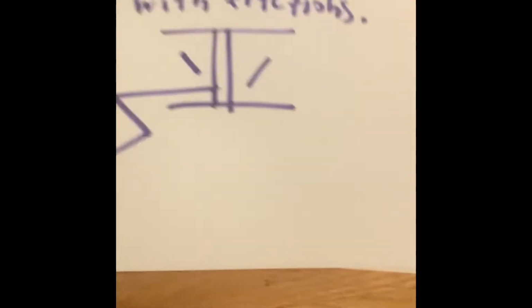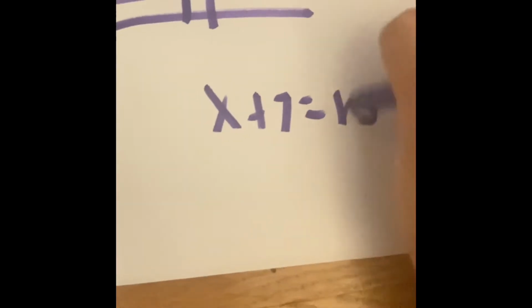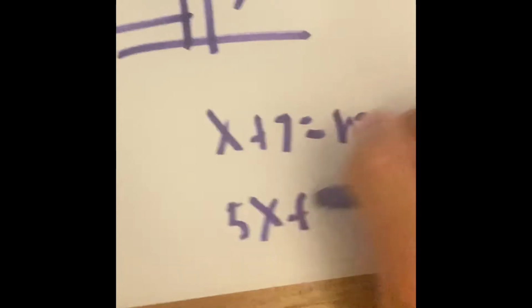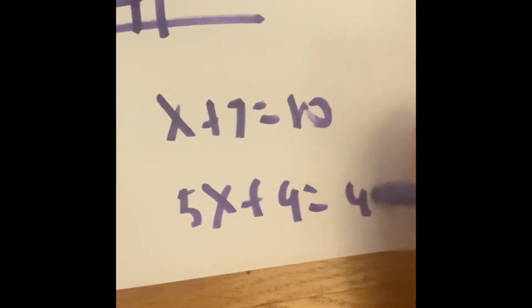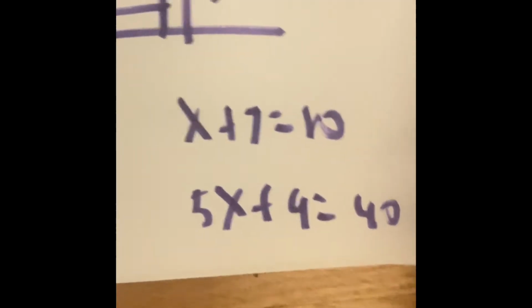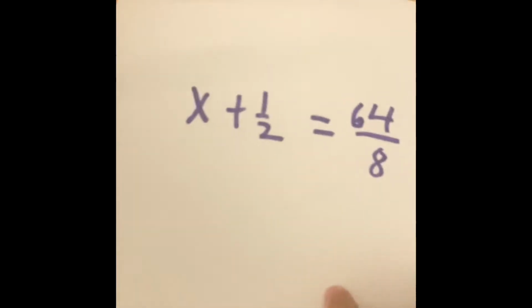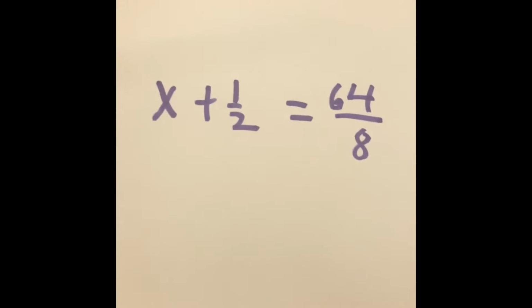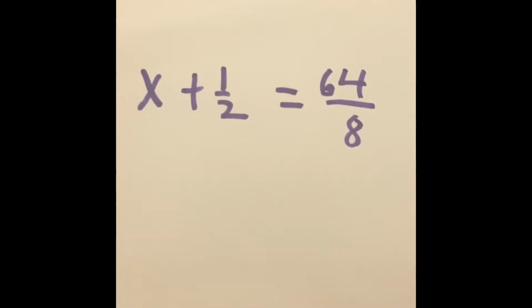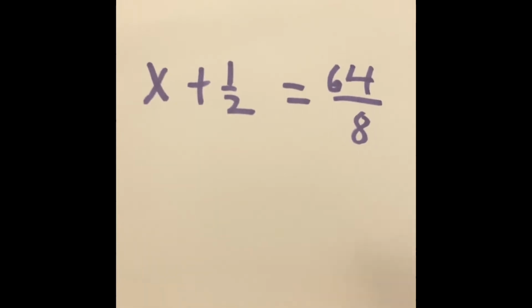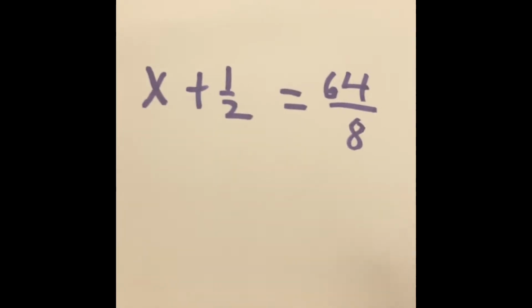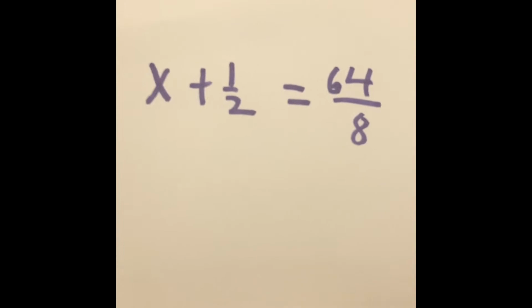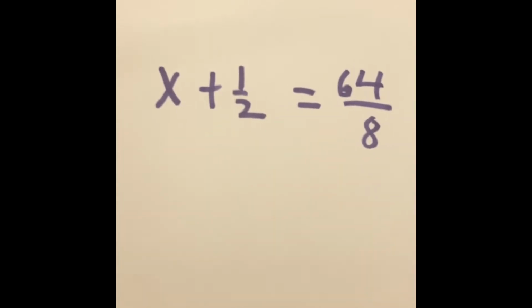So we've been solving equations like x plus 7 equals 10, and 5x plus 9 equals 40. But what happens if we have, instead, x plus 1 over 2, or x plus 1 half, equals 64 divided by 8? Well, what we could do is try to get x alone again. We have to shift it in reverse again.